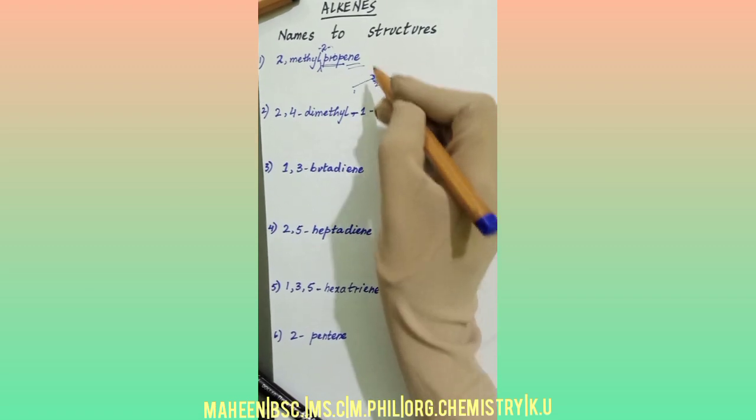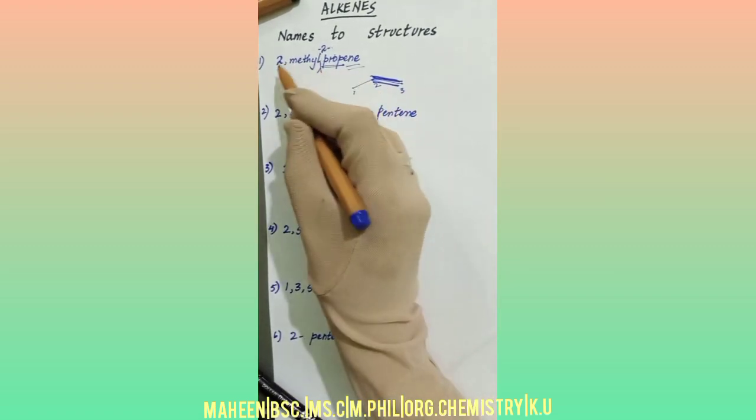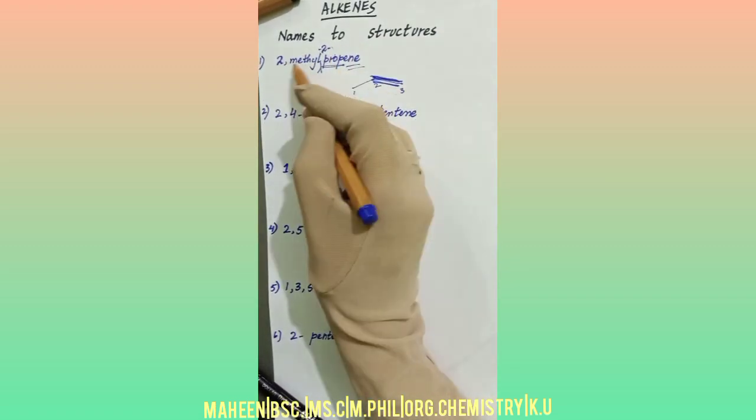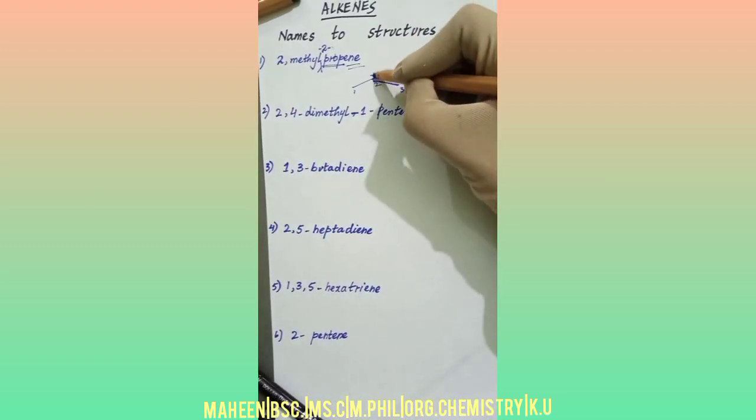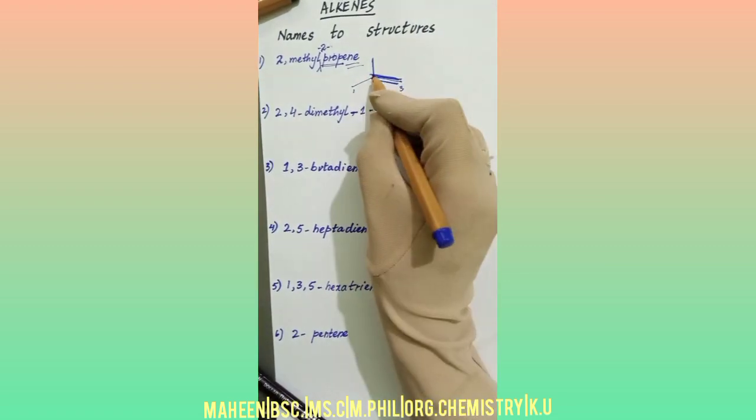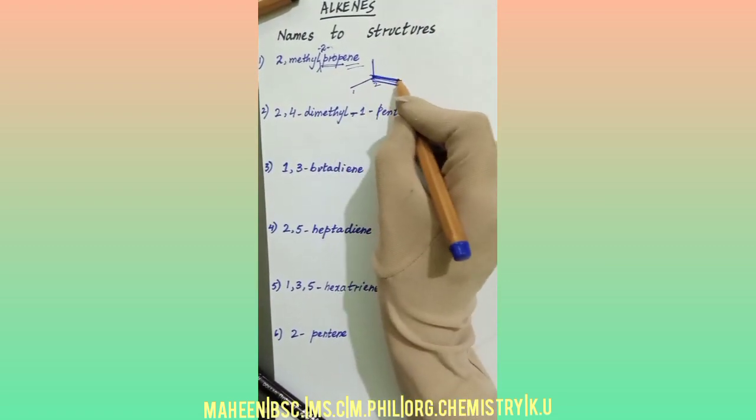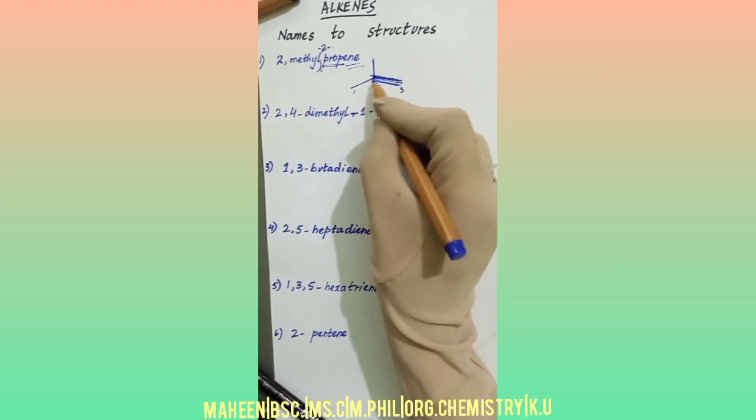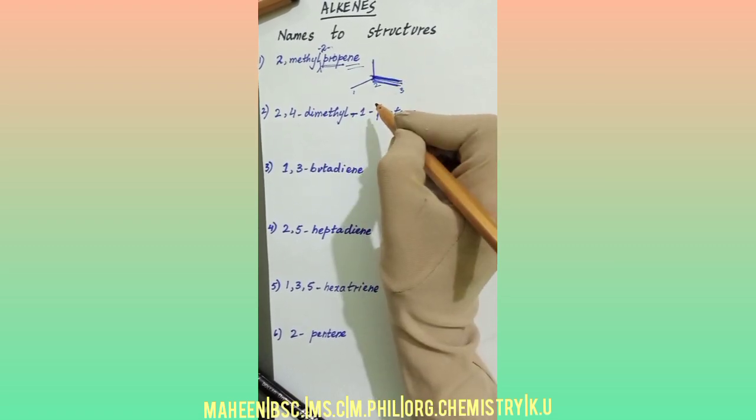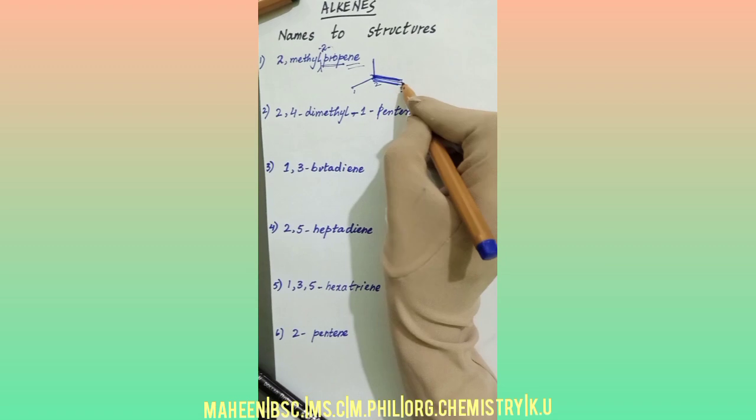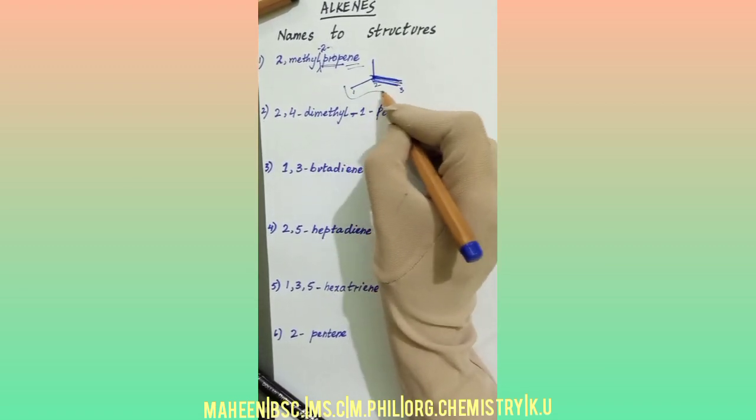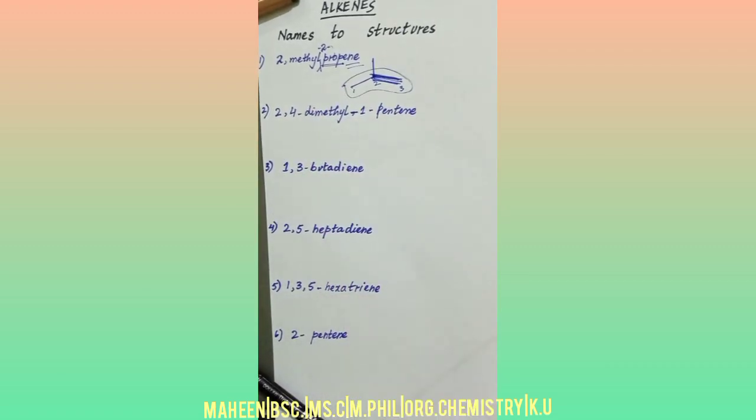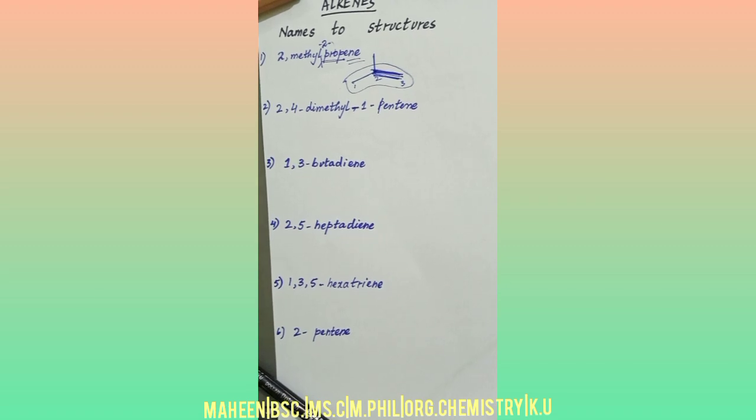Okay, so now 2-methyl. It means that at the second position a methyl is present. So I will write a carbon here as this. Okay, so there is a double bond between 2 and 3 and a methyl group at the position 2, and there are 3 carbon atoms in total in our longest chain. Okay, so that is our first structure, from name to the structure.